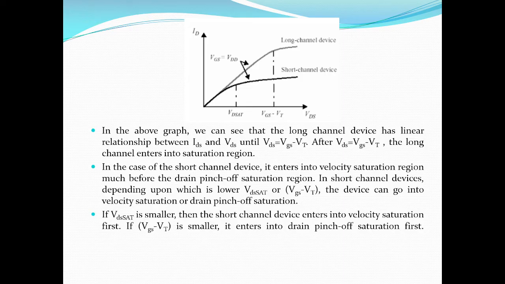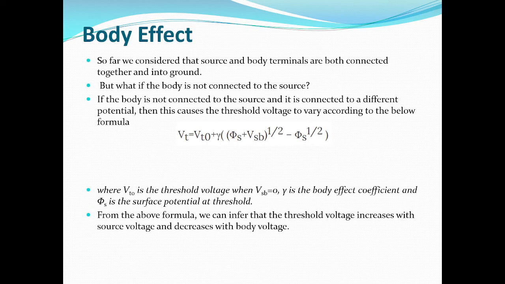So according to the condition, it either enters into any one of these saturation regions. Next we will see about body effect. So far we have considered that the source and the body terminals are both connected together and to the ground. But what if the body is not connected to the source? If the body is connected to a different potential, then this causes the threshold voltage to vary according to the below formula.